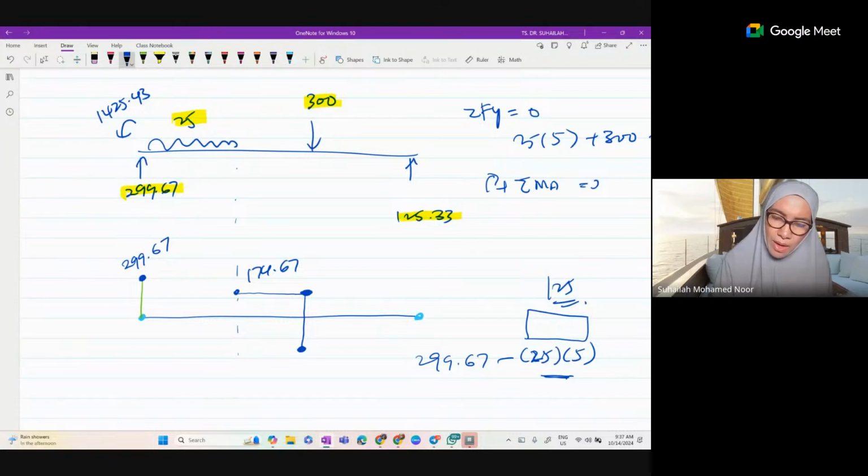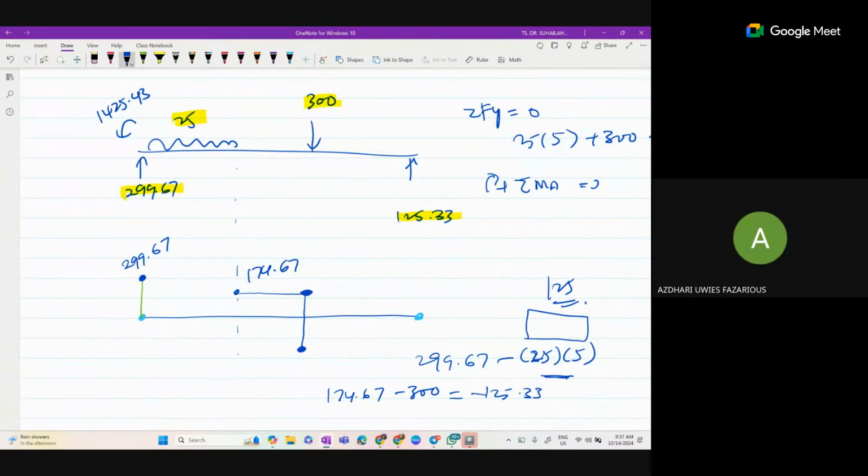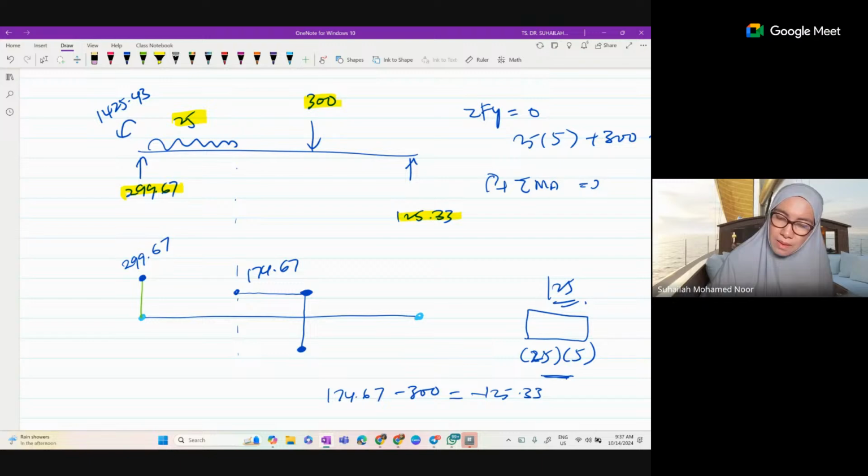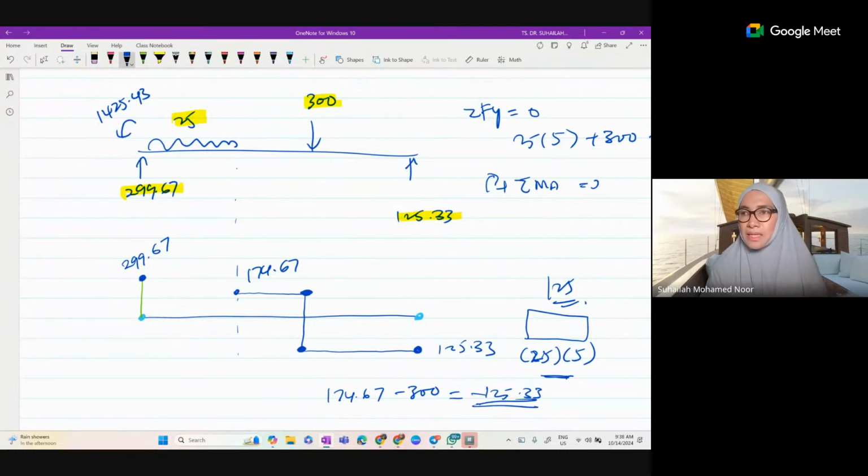Okay, means that 174.67 minus 300, what do you get? Dia dapat 125.33. Dapat tak? Negative 125.33, should be. Yes. Okay, so kita dapat point dekat sini. Okay, dia satu line like this. The value is negative 125.33. It is negative.